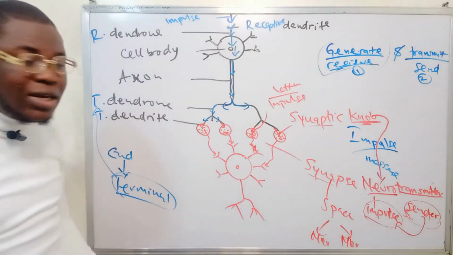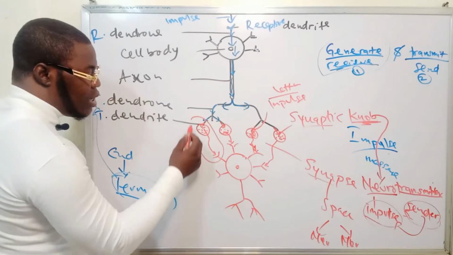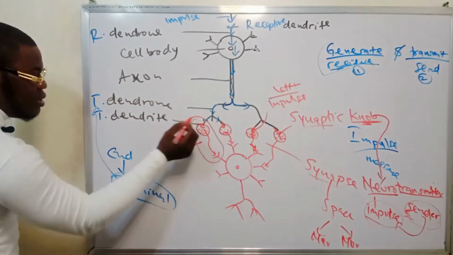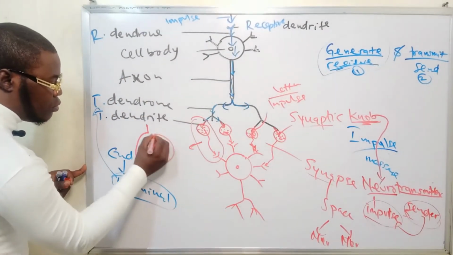As simple as that. Now, let me magnify this part of the diagram, and let's see what I'm talking about. This is a synaptic knob now.